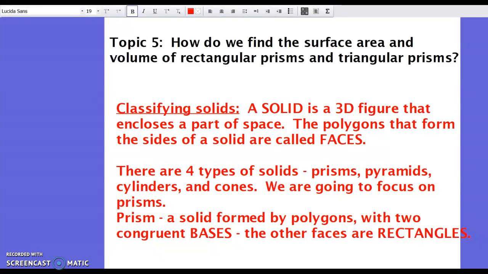The polygons that form the sides of a solid are called faces. There are four types of solids. There are prisms, pyramids, cylinders, and cones. And we are going to focus on prisms. If you turn to page 42 in your packet, you can see an example of each of those different types of solids. A prism has polygons for the bases, and there are two of them, and they are equal. And all the other sides going around the shape are called rectangles. So again, you have two congruent bases and then rectangles going all along the sides.